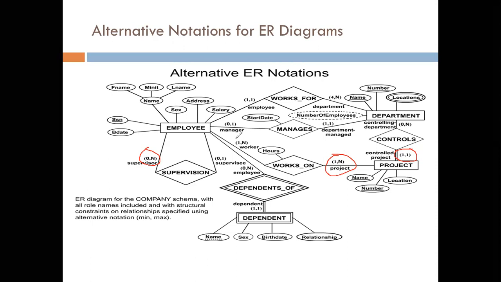Like that again, here one employee, one department. One department, employees are n. Each employee can manage 0 or 1 departments. So one manager, one department. Like this, we can write the minimum and the maximum possible values over here. So this is the alternative ER notation.